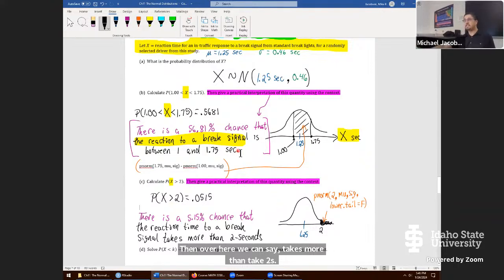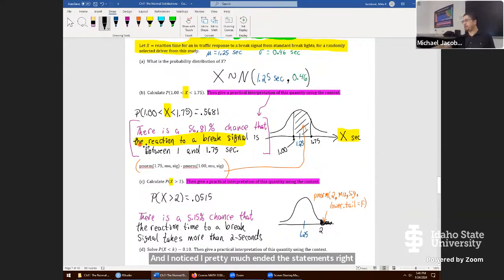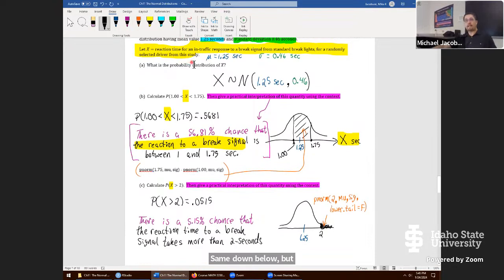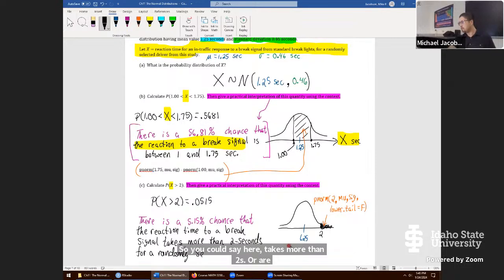And I notice I pretty much ended the statements right here. I would say that's a pretty good practical interpretation, same down below. But if you wanted to be a little bit more specific, recall that the drivers came specifically from the study. We're not talking about modeling the entire general population of some area, just people in that one study. So you could say here, takes more than 2 seconds for a randomly selected driver in this study.